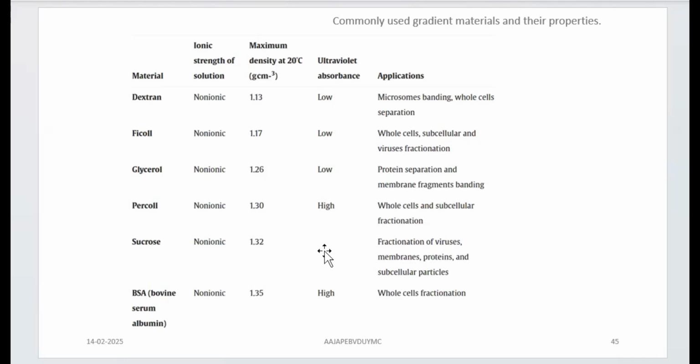UV based analysis, right? Now, when I talk about dextran, it is used for microsome banding and whole cell separation. Ficoll is commonly used for whole cells, subcellular components, as well as for viral fractionation. When it comes to glycerol, generally it is used for membrane fragments and protein separations. See the specificity. Then comes Percoll, again whole cells and subcellular components. Sucrose is used for viruses, membranes, proteins, subcellular particles. Sucrose has a wide application, and it is the most commonly adopted system, you can say. So these are the examples of different gradient materials that are used.